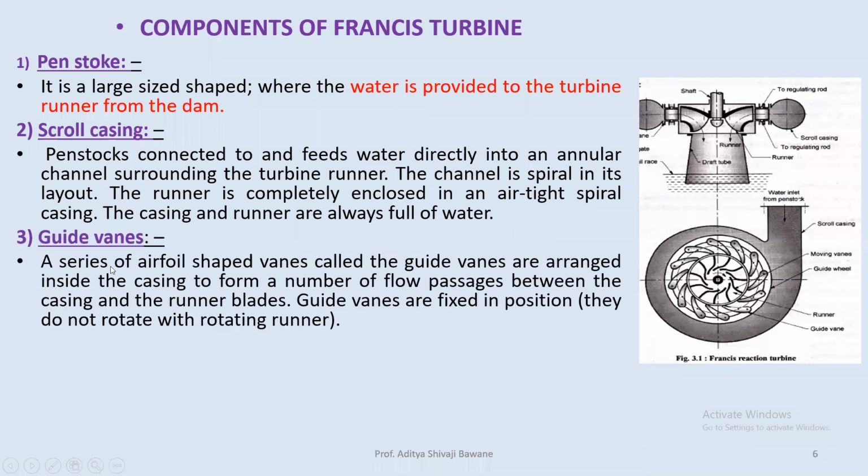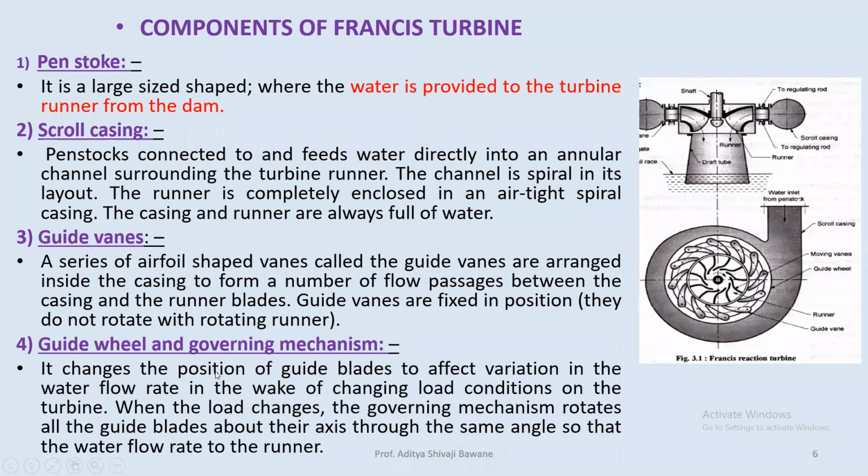Next is guide vane. A series of aerofoil shaped vanes, called guide vanes, are arranged in a casing to form a number of flow passages between the casing and runner blades. If you see this, these guide vanes are fixed in position. We can later change their position if we want to change the load on the turbine.